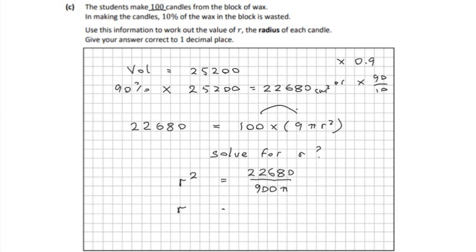So we're going to get r is equal to the square root of the right hand side, 22,680 over 900 pi. Just be careful to put it in your calculator in fraction form and put brackets around it. And we'll get a value of r as 2.83, and we're going to round it to one decimal place. So look up at the question and you can see it's going to be one decimal place. Therefore, we can say r is approximately 2.8 centimeters.